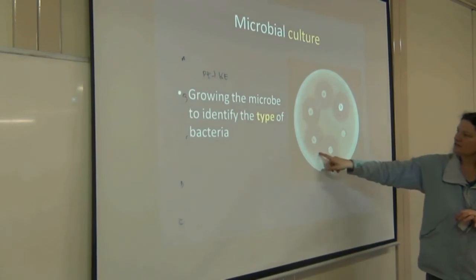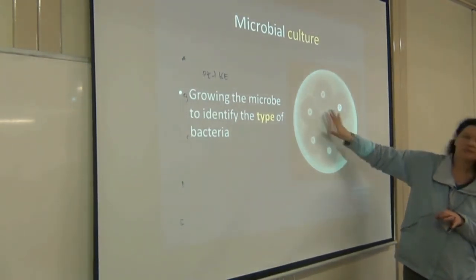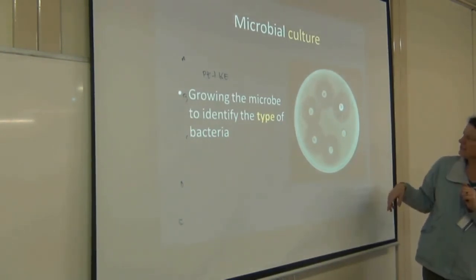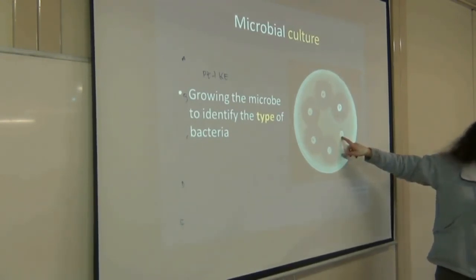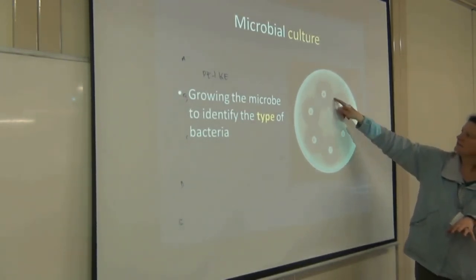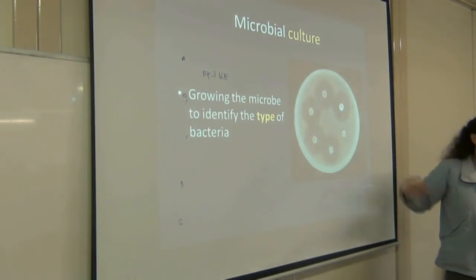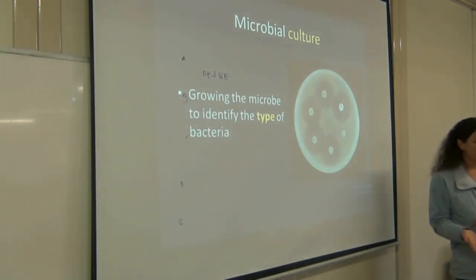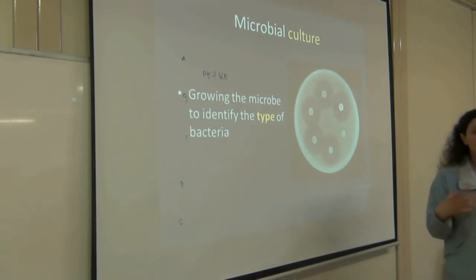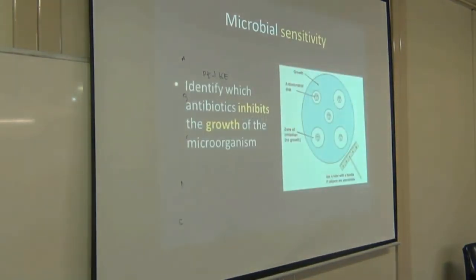So you will see that there are zones where the microbes don't grow. The microbes grow here where it's fuzzy, or the culture grows where it's fuzzy. So you can see, if I'm correct, this antibiotic is resistant because it's growing everywhere. This one is working. Most of these antibiotics, the culture is sensitive to, so you can use those antibiotics. This one is resistant because it's not stopping the growth. And that's how they know if a culture is sensitive or resistant to a microbe.